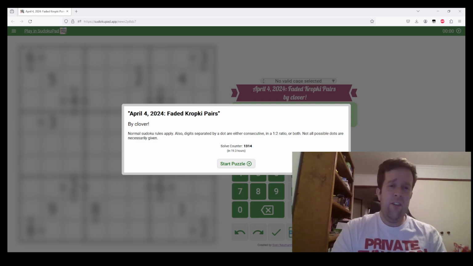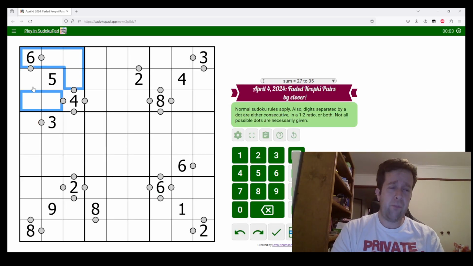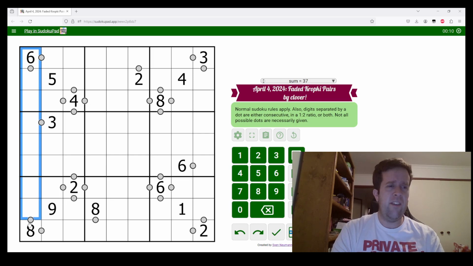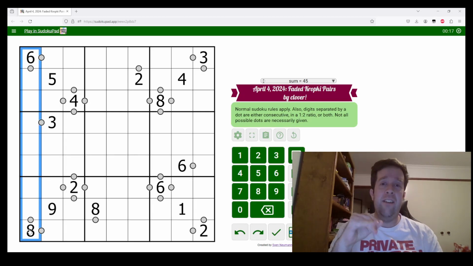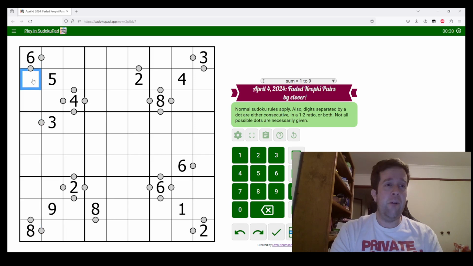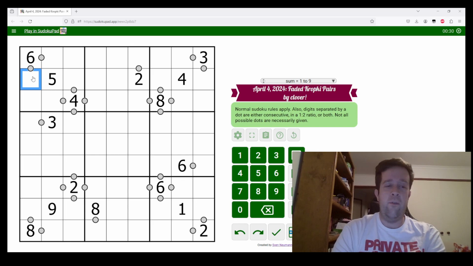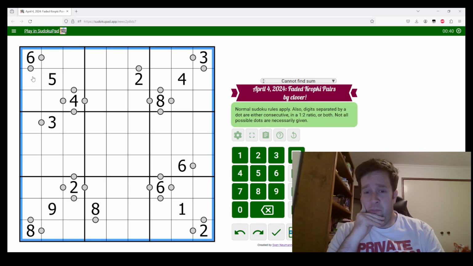Let's get into it. This is Faded Kropki Pairs by Clover. Now, normal Sudoku rules apply. So, each box, each row, and each column must contain the digits 1 to 9, once each. Digits separated by a gray dot are either consecutive, so it could be 6 and 7, or in a 1-to-2 ratio. So 3-6 is, well, double 3 is 6. You don't know which one's which. Not all possible dots are necessarily given.